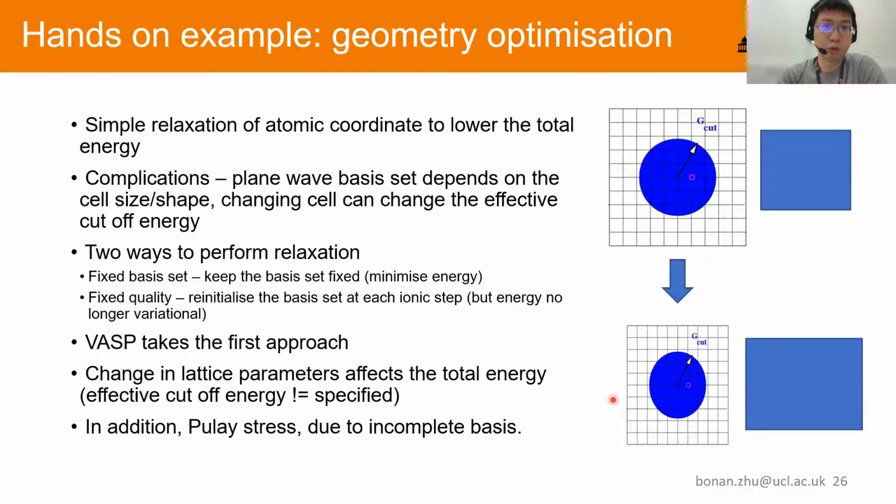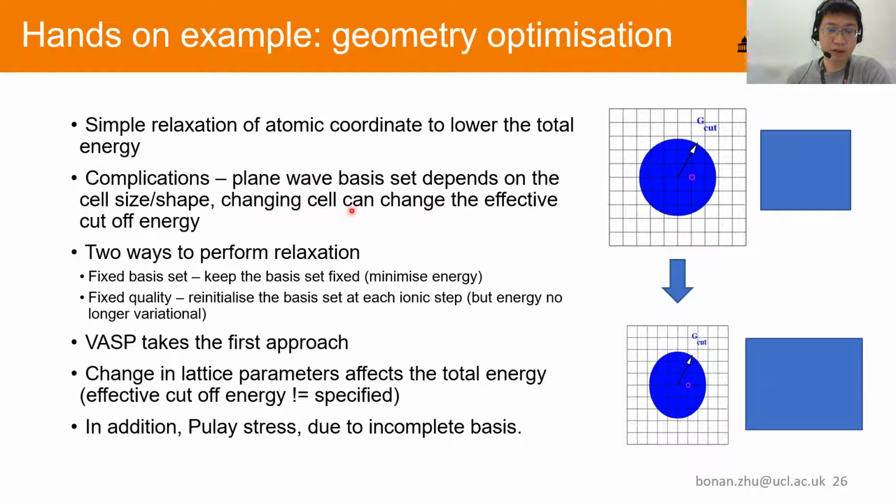So here is an example for geometry optimization, because conceptually it is very simple. You just move the atoms around to lower the energy. But there is a complication for a plane wave DFT calculation when the cell size or shape is changed. It's because the plane wave basis set, although it's not like a local basis set and not dependent on the position of the atoms, is dependent on the size of the unit cell and the shape.